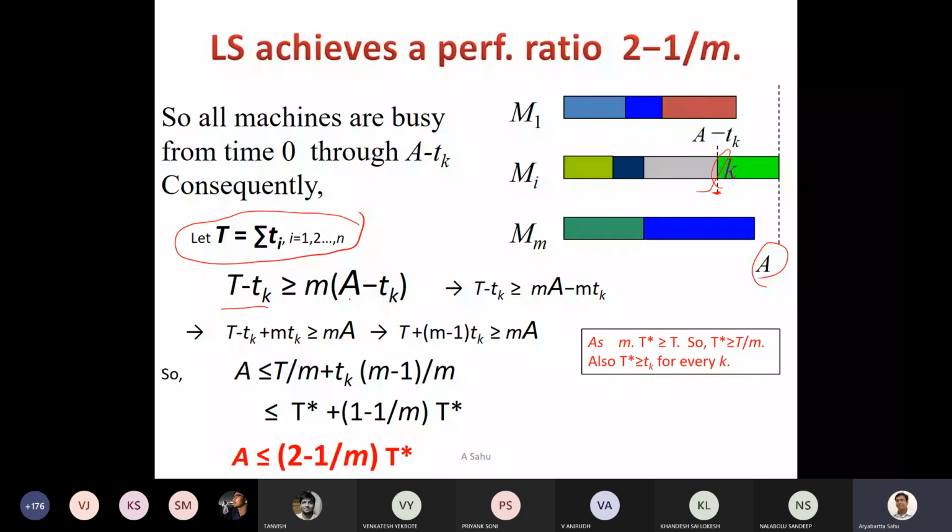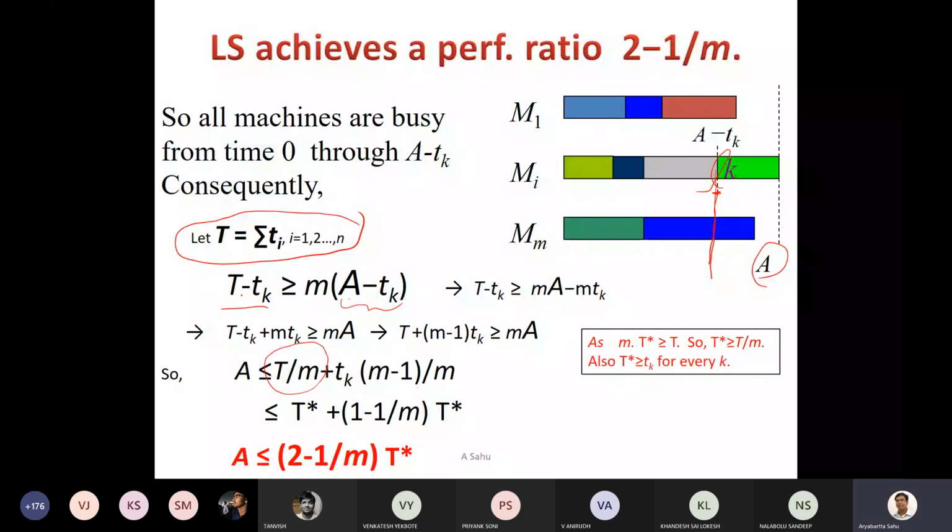Up to this point, all machines will be busy. That is what we are saying, nothing else. And we are rearranging this, nothing else. A is equal to, this is T by m. So what we are trying to do is T minus Tk is greater than or equal to m into A minus Tk. Up to this point, all machines will be busy.